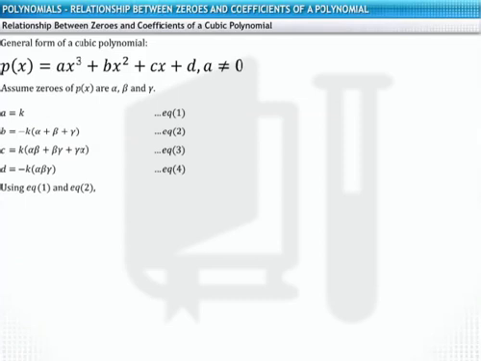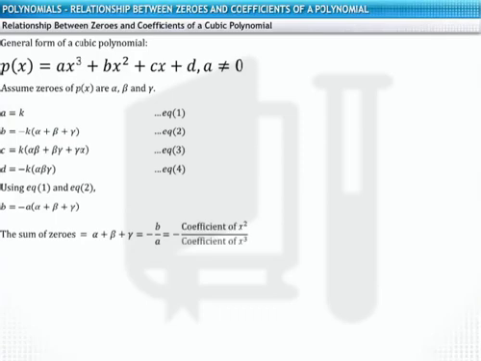Using equation 1 and 2, we get the sum of zeros is equal to minus b divided by a. Here b is the coefficient of x square and a is the coefficient of x cube. Therefore, this equation defines the relationship between the sum of zeros and the coefficients of the cubic polynomial.